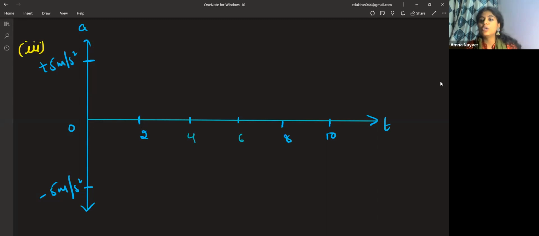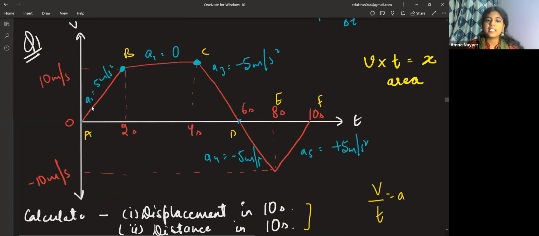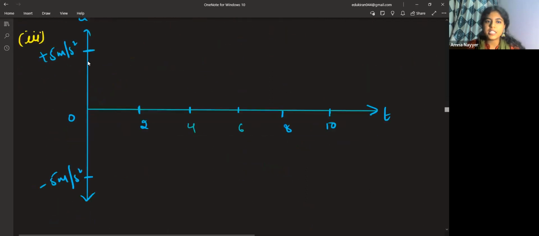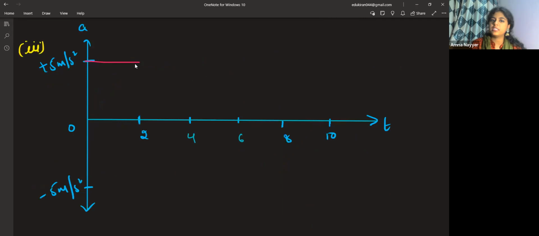From 0 to 2, what was the acceleration? 0 to 2 seconds, acceleration was 5 meters per second squared. Which type of graph is this? Remember on Saturday, we discussed graphs. Under that we had studied, this is a graph for constant slope where angle is not changing, tan theta is not changing, so slope won't change. So acceleration won't change. You are getting a constant slope, so constant acceleration is there. It means your acceleration is constant, that is 5 meters per second squared. This is till 2 seconds, clear?